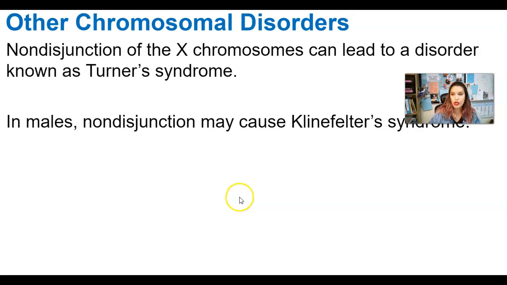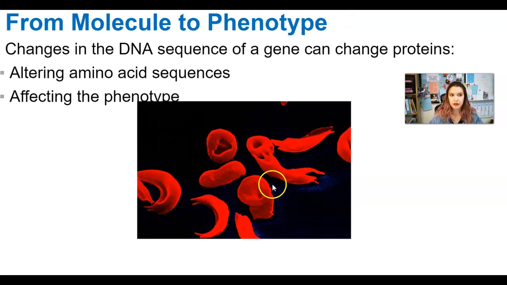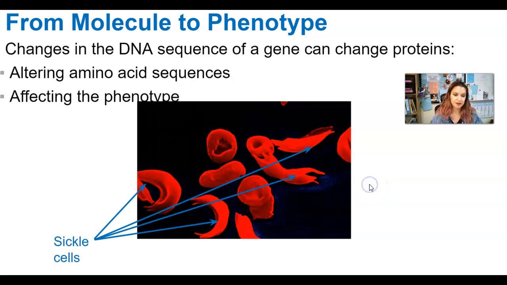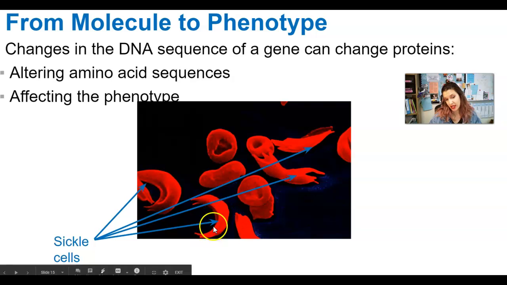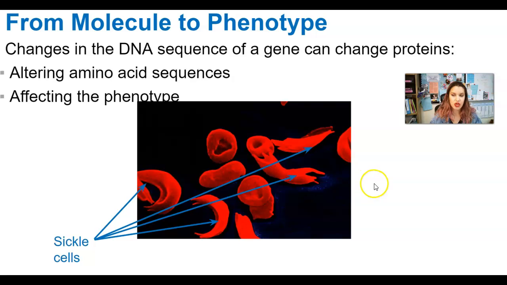And there is no cure or treatment for these types of chromosomal disorders. All right, so from molecule to phenotype. Changes in the DNA sequence of a gene can change proteins, and we've been talking about that, especially in the RNA chapter, altering amino acid sequences, and it affects the phenotype. This picture shows the example the book likes to use a lot, sickle cell disease. You can see that these cells here are the sickle cells, creating that moon-like shape.